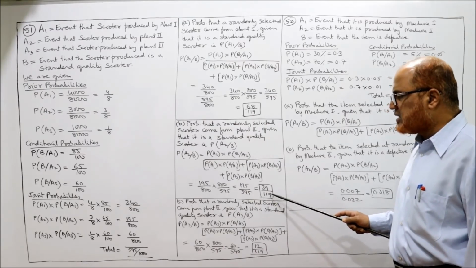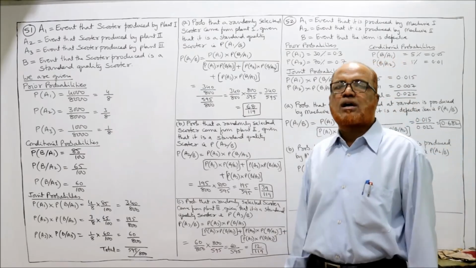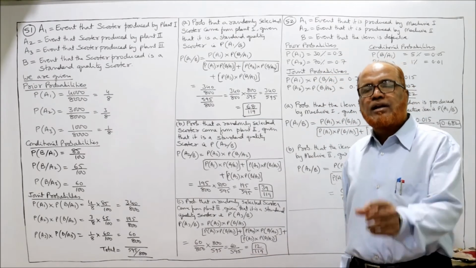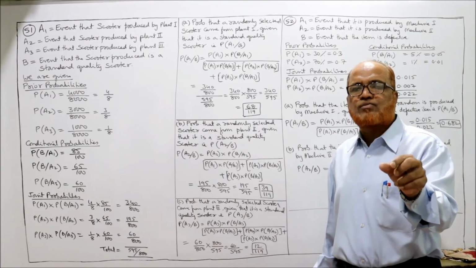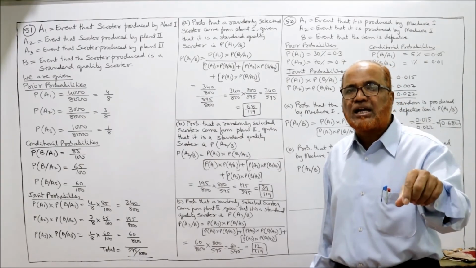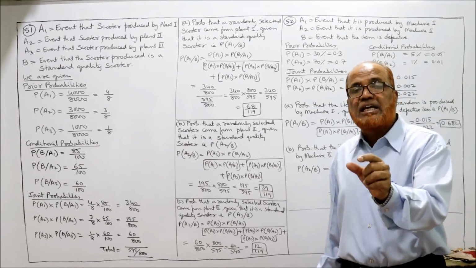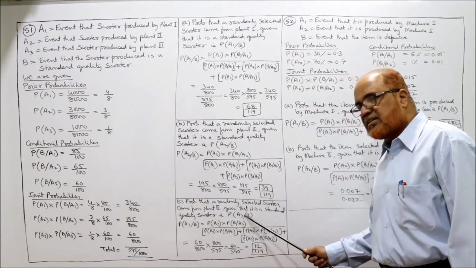39 by 119 is the probability that the scooter is coming from plant 2. Similarly, plant 3. Probability that a randomly selected scooter comes from plant 3 given that it is a better quality scooter. So P of A3 given B.